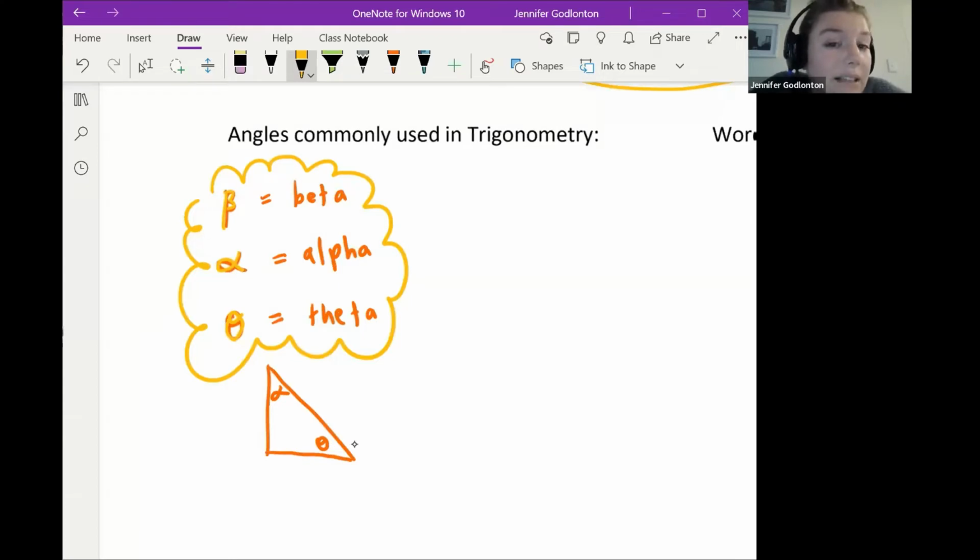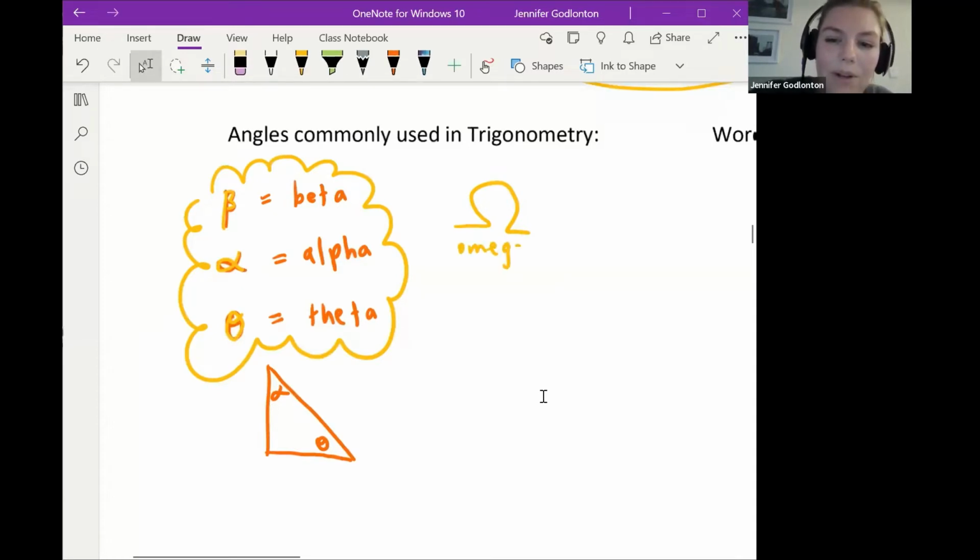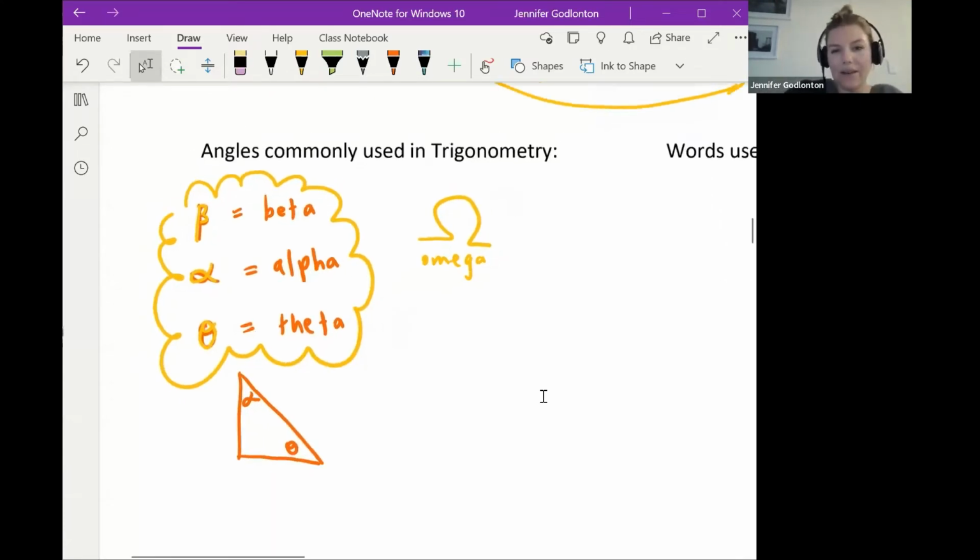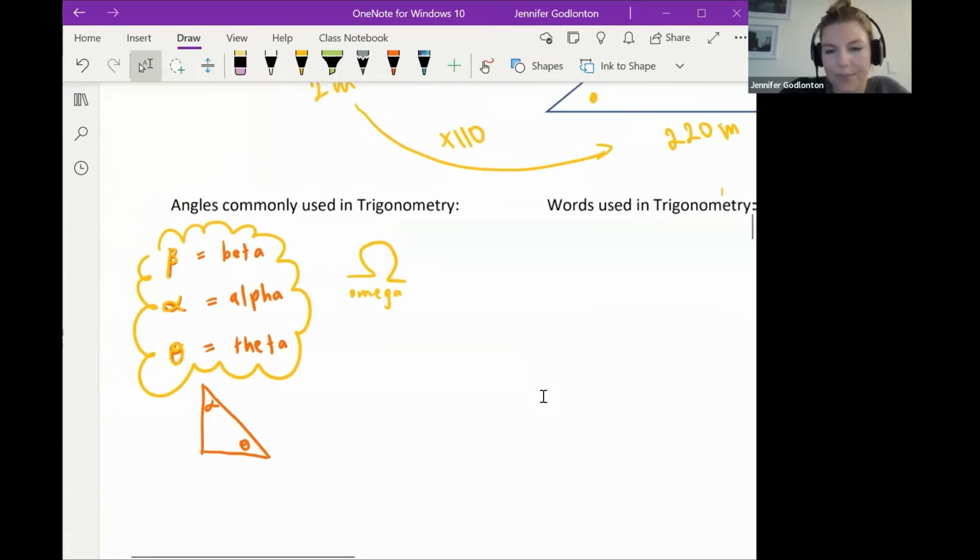So omega is a Greek letter, but it's not one that we use in trig. I don't know why. But if anyone's watched Lock and Key on Netflix, you would see the omega symbol. Looks like that. That's omega, but we don't use it in trig. Okay, so those are the angles that we commonly use in trig.